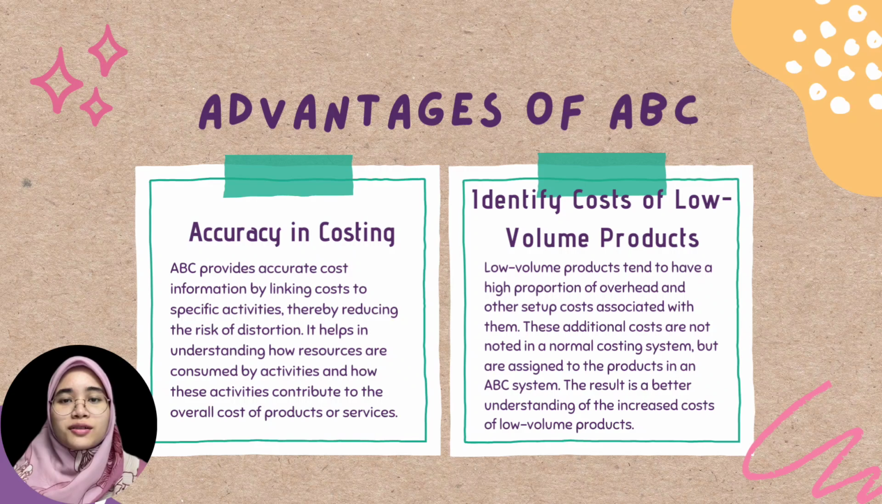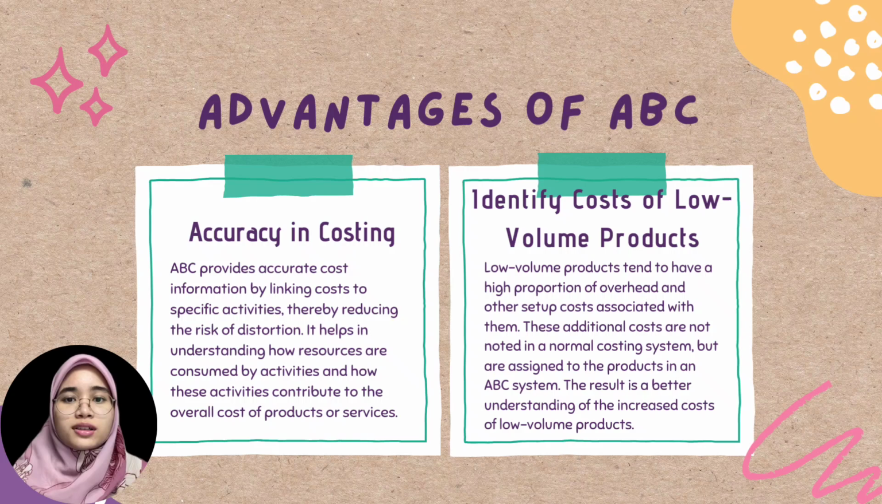First advantage of ABC is accuracy of cost. ABC provides accurate cost information by linking costs to specific activities, thereby reducing the risk of distortion. It helps in understanding how resources are consumed by activities and how these activities contribute to the overall cost of a product or service.